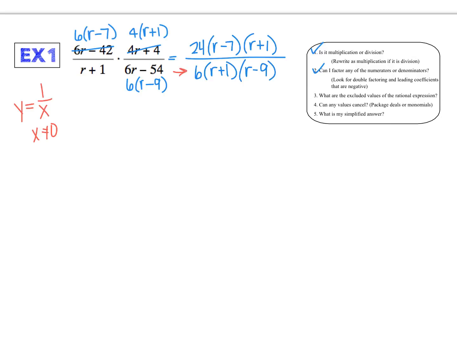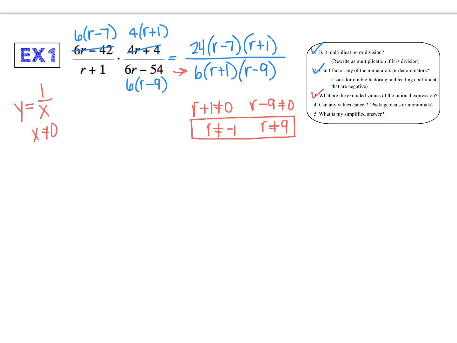So what I need to do is look at the denominator, and I see that there are two r's in the denominator factored form. So that means that there are two values that r cannot be. In this case, r plus 1 cannot be 0, and r minus 9 cannot be 0. So before we ever simplify anything, we have to state my excluded values. So r cannot be -1, and r cannot be 9. It's really important that we know those excluded values for later on especially. All right, so those are my excluded values.